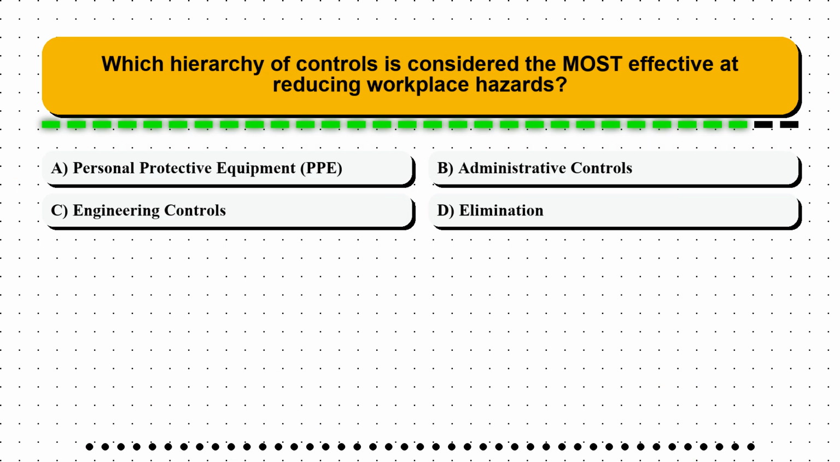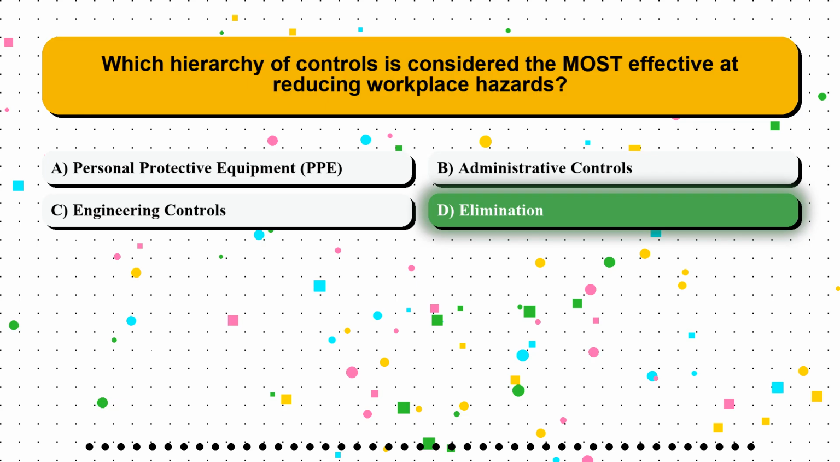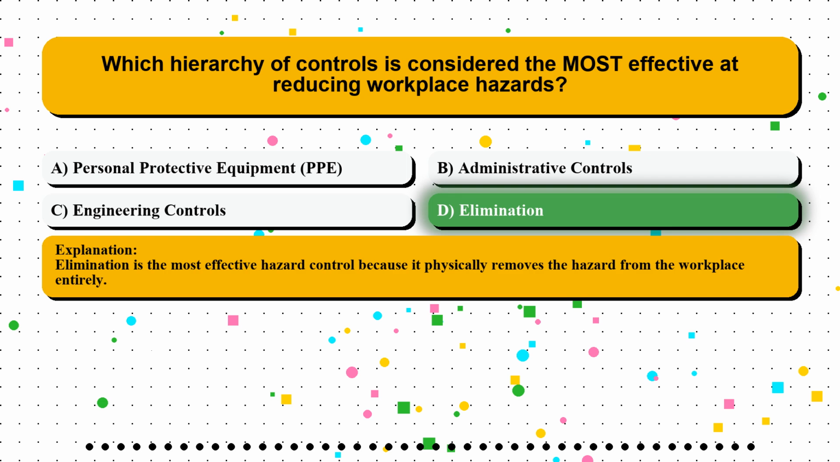Question 11. Which hierarchy of controls is considered the most effective at reducing workplace hazards? Option A, Personal Protective Equipment, PPE. Option B, Administrative Controls. Option C, Engineering Controls. Option D, Elimination. The correct answer is option D, Elimination. Elimination is the most effective hazard control because it physically removes the hazard from the workplace entirely.